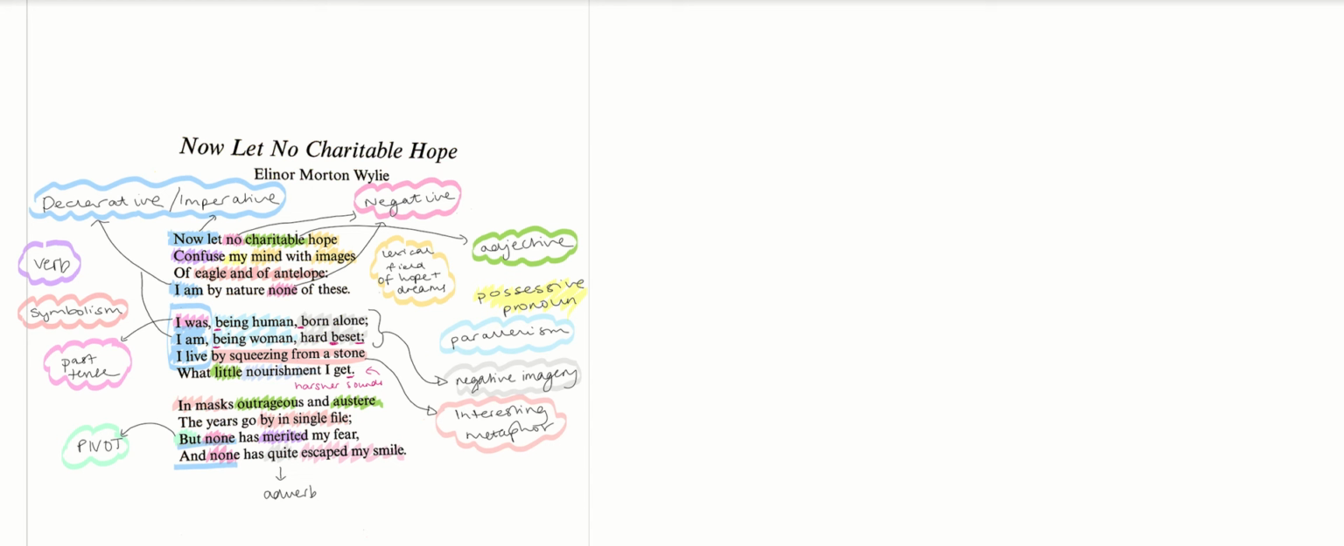Hi, I'm going to be looking at the poem Now Let No Charitable Hope by Elinor Wylie. This is a relatively short poem from the Cambridge GCSE anthology for your literature and English GCSE, and I think it's a pretty good poem to write on if you were to get it in the GCSE. So let's go through the first stanza.